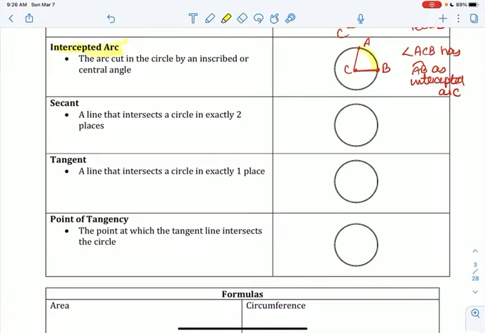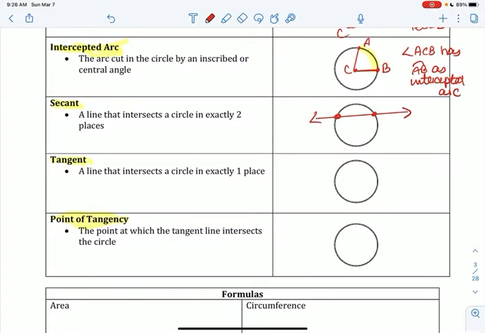All right, secant, definitely a new word. Tangent, a new word. And point of tangency is a new word. So a secant is a line that intersects a circle in exactly 2 places. So if I have a line like this, that secant intersects the circle in exactly 2 places. That's a secant. Oops, I did it in the wrong spot. Sorry, guys. Let's do that again up here. So a secant is a line that intersects a circle in exactly 2 places.